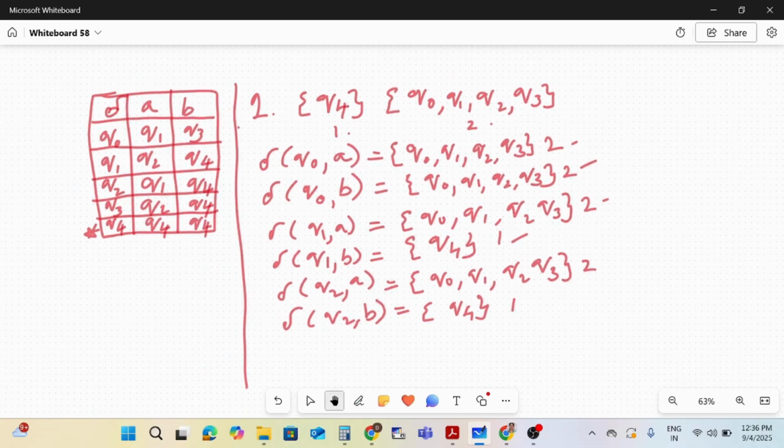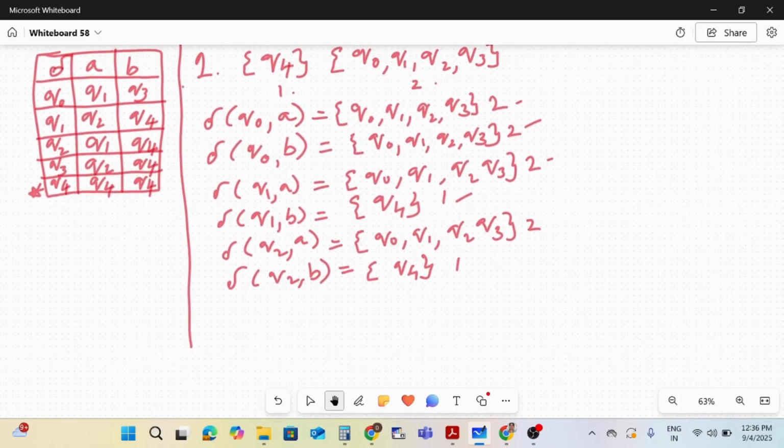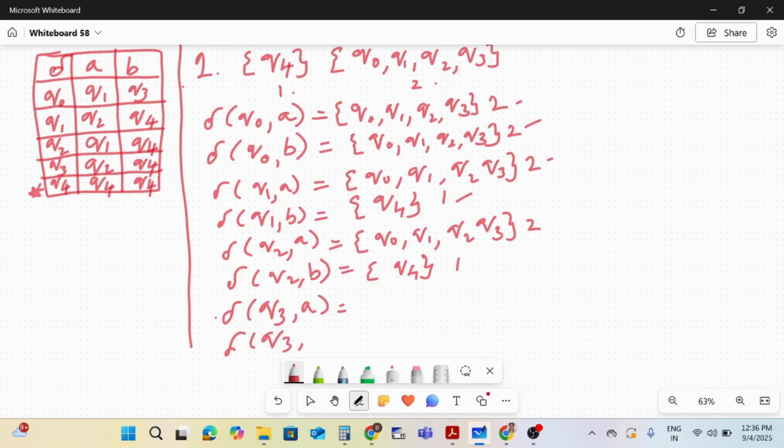Now, similarly, we do the same procedure for Q3 as well. We look at the transition of Q3 with A, where it is going, and the transition of Q3 with B. Let us look into the transition diagram. Here Q3 is going to Q2, and Q2 is in class 2, that is Q0, Q1, Q2 and Q3. Similarly, Q3 with B goes to Q4. Please refer to the transition table; this is the transition table I am referring to.